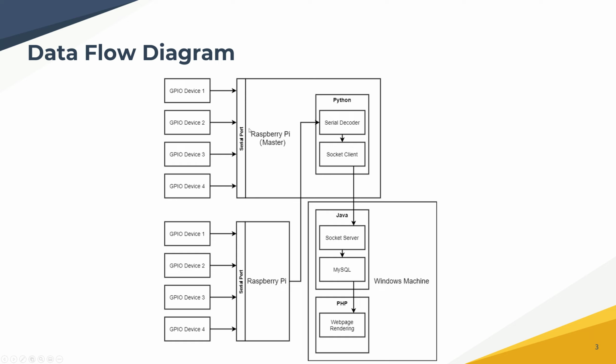And for here, we have one Raspberry Pi as the master node, and it's easy to copy and add more Raspberry Pi as the slave nodes, and all of them are sending data to the master node and then do the socket transmission.